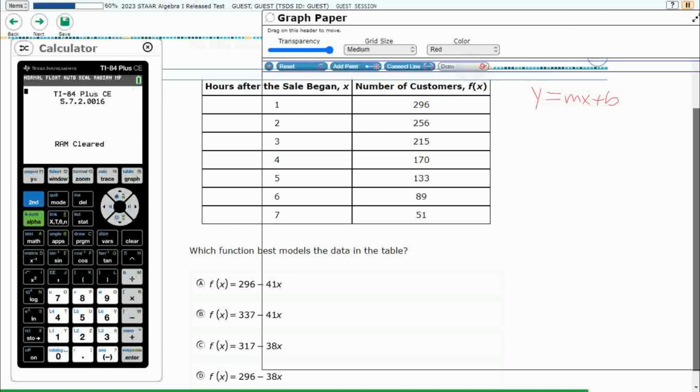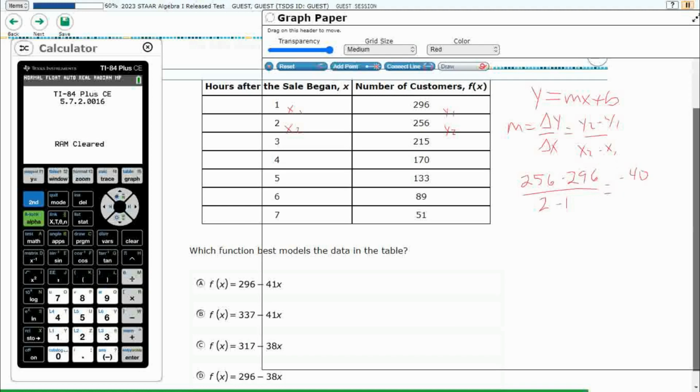Remember, the slope is my change in y over my change in x. That's my y2 minus y1 over my x2 minus x1. Let's just start with these ones, x1, x2, y1, y2. So really that slope is going to be 256 minus 296, over 2 minus 1. So that's just going to be negative 40 over 1.